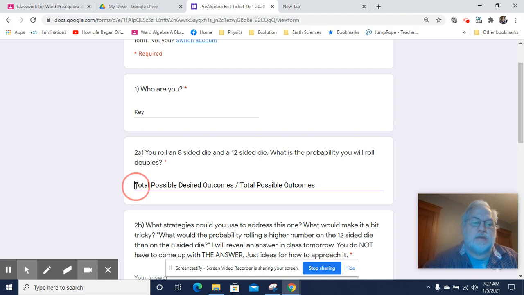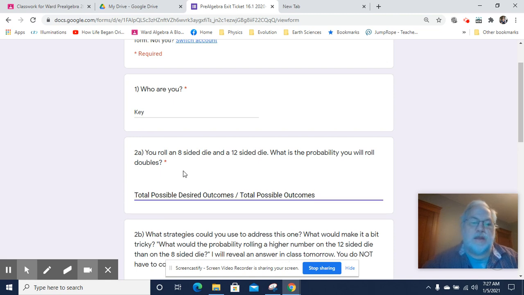So in this case, there's an 8-sided die, which is an octahedron, and there's a 12-sided die, which is a dodecahedron. These are a couple of the Platonic solids. Pretty cool concept. And if you haven't ever seen an 8-sided or 12-sided die, you should check them out. They're pretty cool looking. What is the probability of rolling doubles?